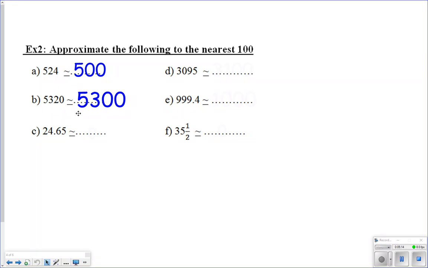Question C. Also approximate to the nearest hundred. We have here 24.65. The place value, we have a decimal point. The place value of 4 is units, of 2 is tens, and the place value of 6 is tenths. But we are searching for the hundreds. There are no hundreds here, so you will put 0 as the hundreds digit.